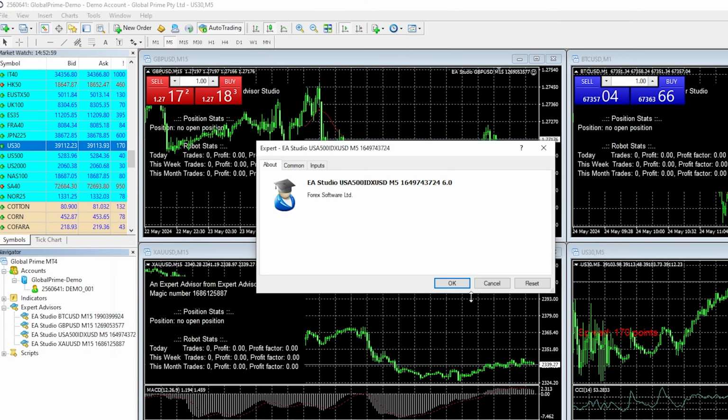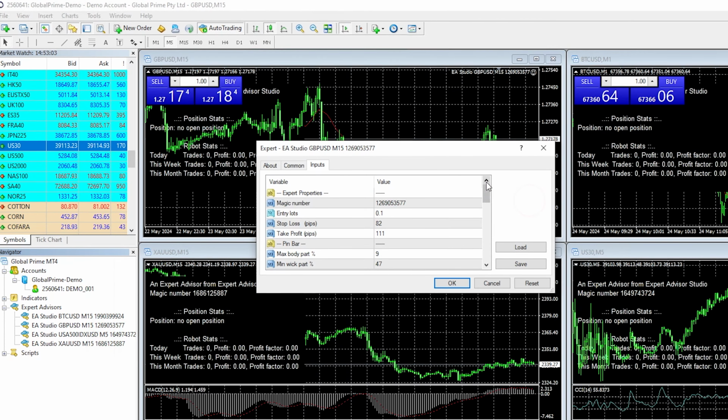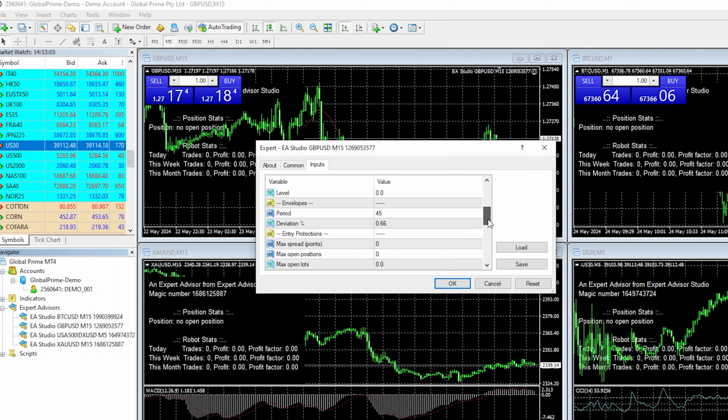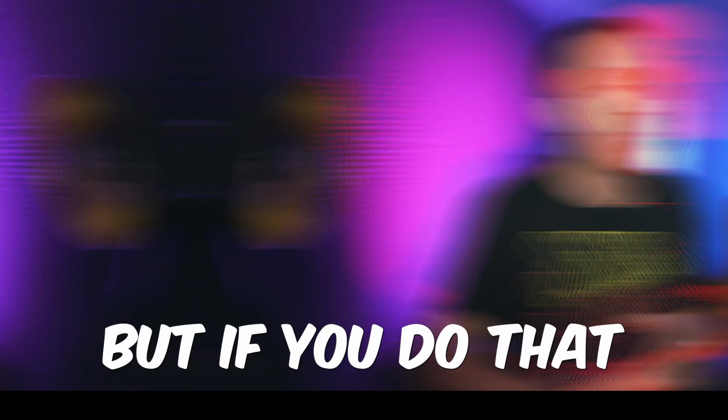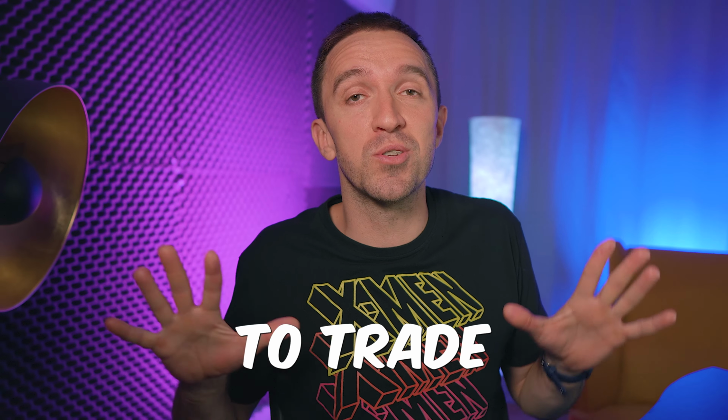And in the expert advisors I share, there are some inputs that you can use if you are trading on a live account, but if you do that, that's your own choice and risk you are taking. So make sure to trade first on demo account and you're happy with the results of the expert advisors before trading on a live account.